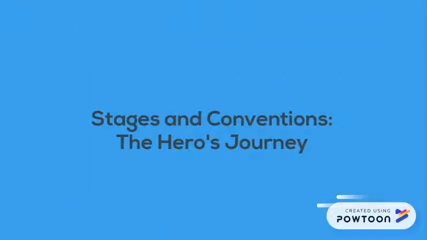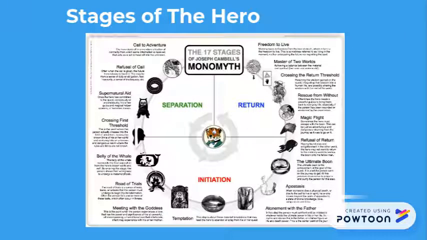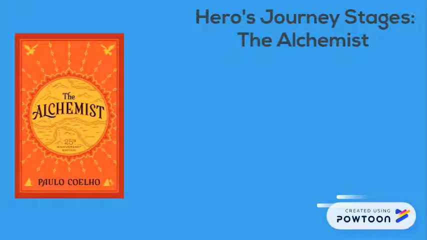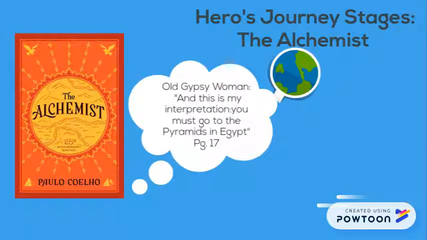Stages and conventions of the hero's journey. There are 17 stages of the hero's journey. They follow the hero from when he or she is first called to adventure, through to our hero facing the villain, and their new life after victory. After studying The Alchemist, I have concluded that it strictly follows the 17 stages of the hero's journey.